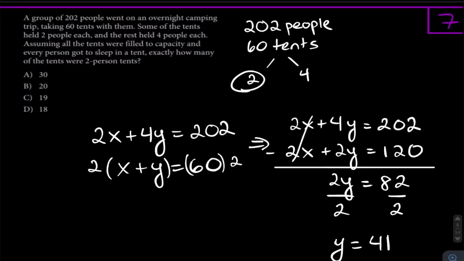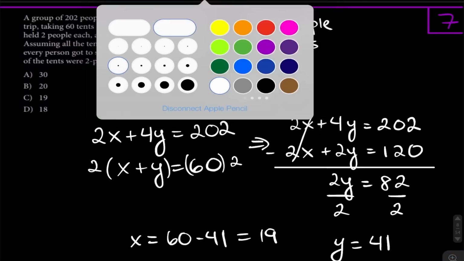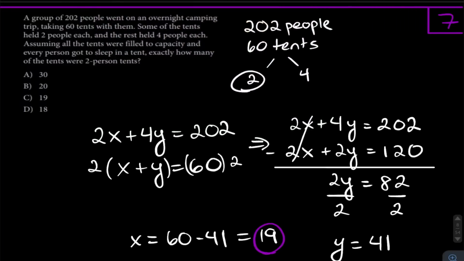Now, that's great that we know the amount of 4-person tents, but we want to know the amount of 2-person tents. Well, we know that x plus y equals 60, so there would have to be 60 minus 41 2-person tents, that's 19. Okay? So that right there is the answer for problem 7.